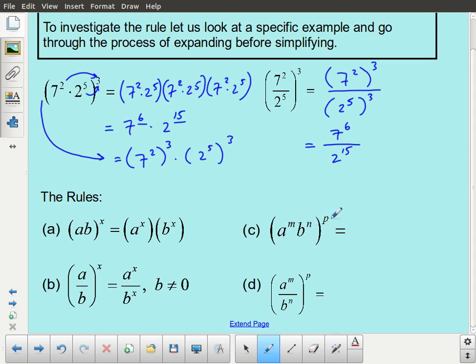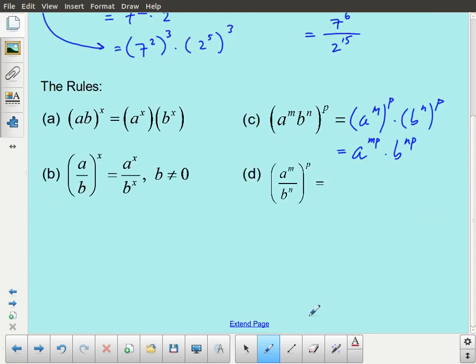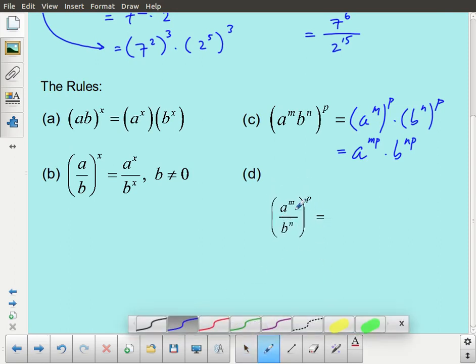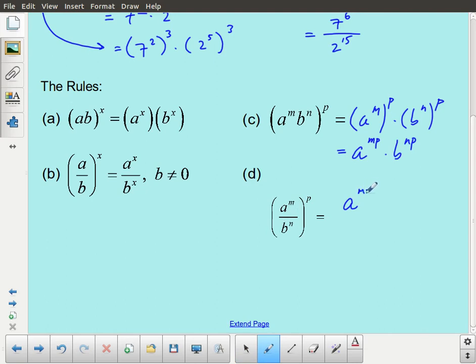I'm going to actually use a to the m to the power p, b to the n to the power p, and now that's a to the power mp, b to the power np. Similarly, with this fraction, this one is going to be a to the power mp, all divided by b to the power np, doing that in one step this time.